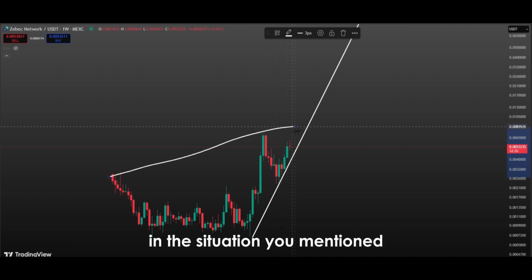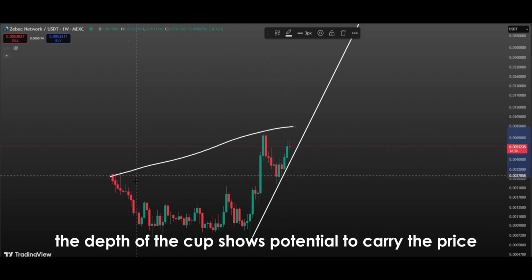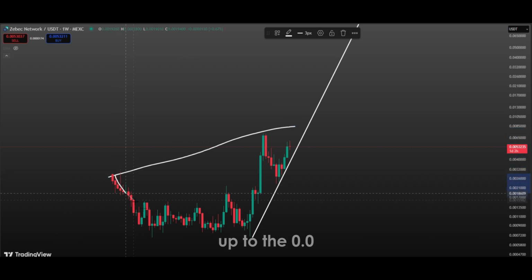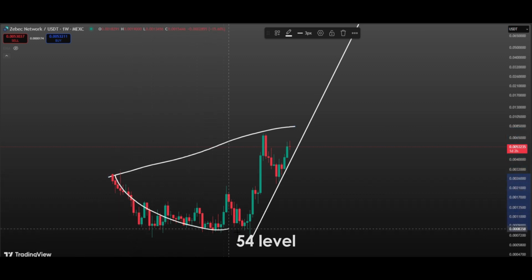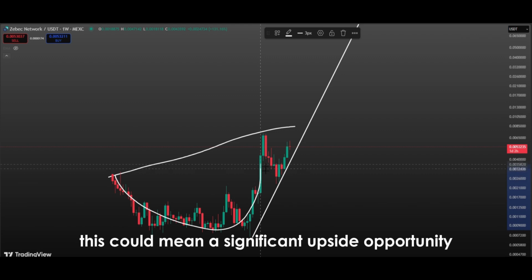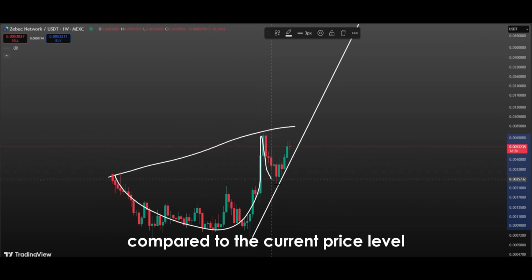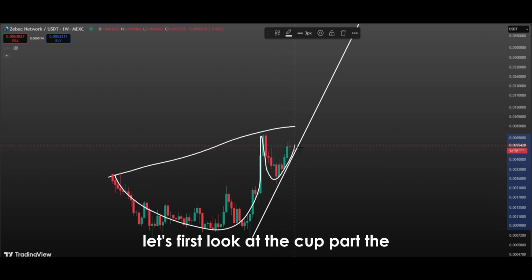In the situation you mentioned, the depth of the cup shows potential to carry the price up to the 0.054 level. This could mean a significant upside opportunity compared to the current price level. Let's first look at the cup part.